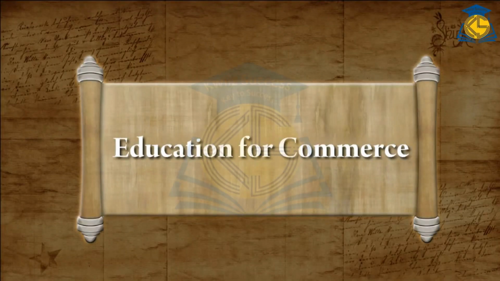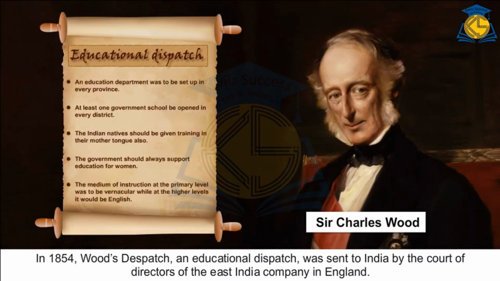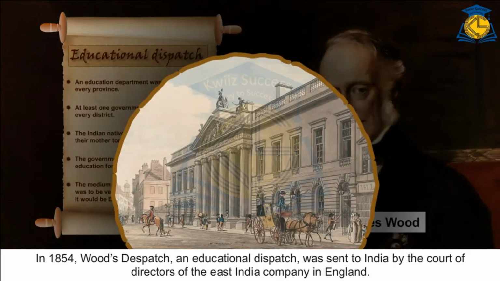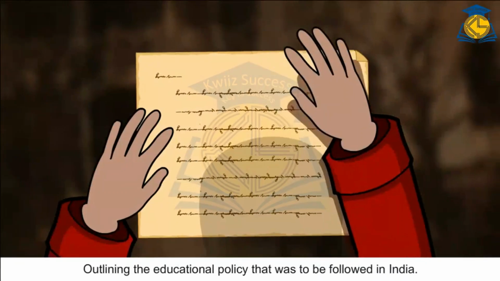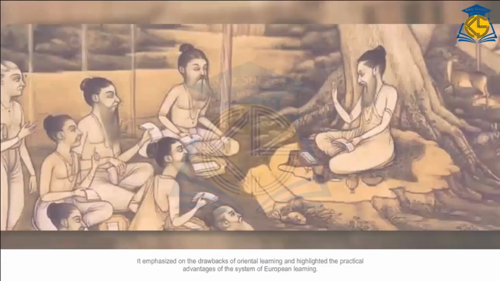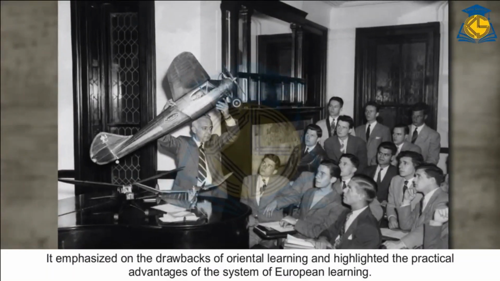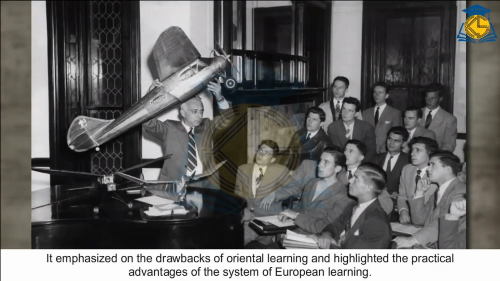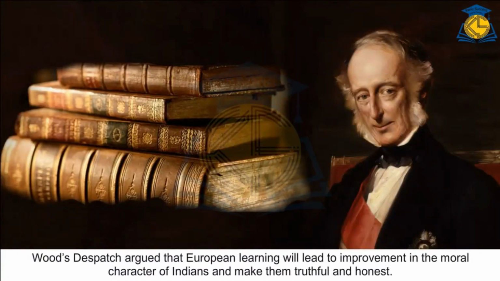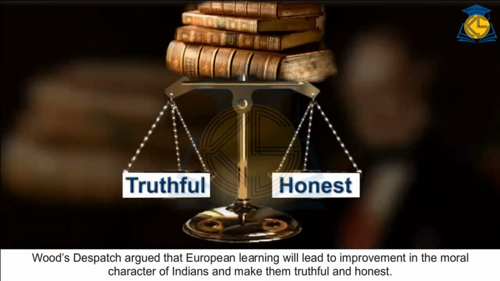Education for Commerce. In 1854, Wood's Dispatch, an educational dispatch, was sent to India by the Court of Directors of the East India Company in England, outlining the educational policy that was to be followed in India. It emphasized the drawbacks of Oriental learning and highlighted the practical advantages of the system of European learning. Wood's Dispatch argued that European learning would lead to improvement in the moral character of Indians and make them truthful and honest.